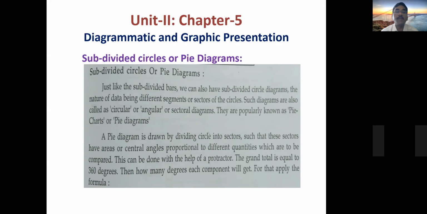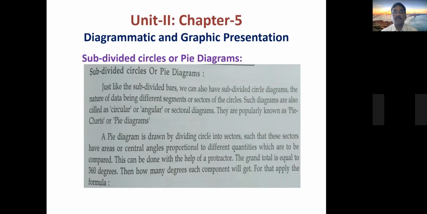Next, a pie diagram is drawn by dividing a circle into sectors. That's what I told you. Different sectors. How many sectors? That all depends upon the given data. Characteristics, demographic characteristics, and other characteristics. Demographic characteristics means personal characteristics, their income, age, and all that. And other characteristics means if there is any problem and some questions are asked, then it will be other sections. Like that also you can segment the circle.